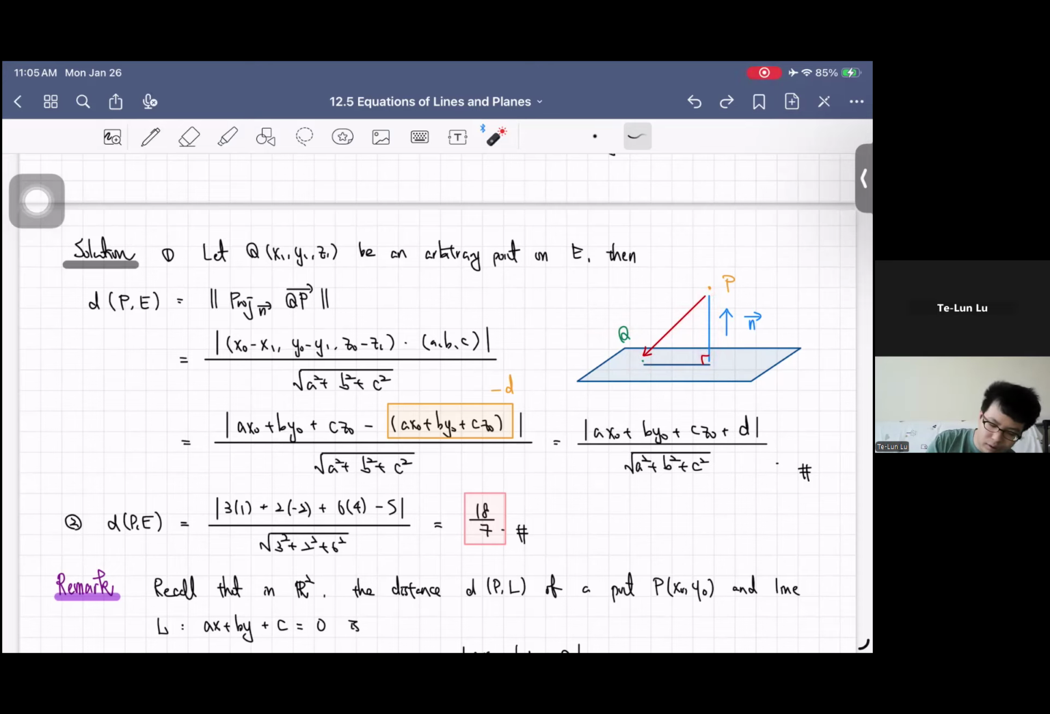So as I mentioned here, let me name this E. The distance between the point and the plane will simply be the projection of, in this case, QP.